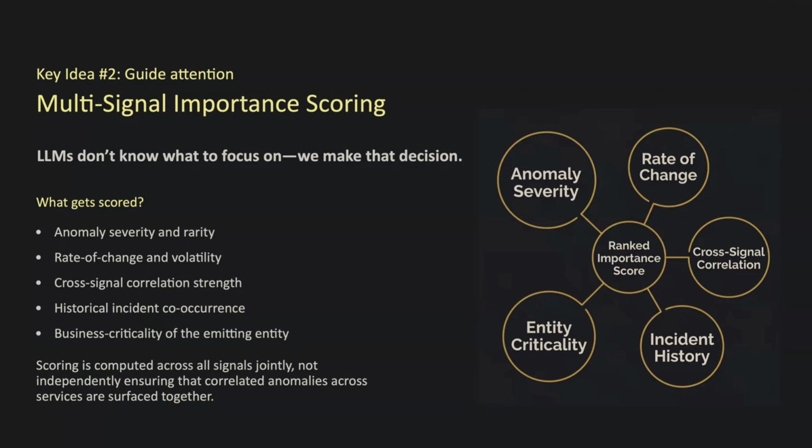So here, when we score these signals, we score them based on anomaly severity, rate of change, and cross-signal correlation. The key thing here is that each of these signals is not scored in isolation, but in relation with other signals and other anomalies that were discovered during the live incident. And finally, we also take entity criticality into account, like how important a specific entity is, which will cause the signal to be scored higher. Once the scoring is computed jointly for all signals, this becomes a great space to process that raw data and only elevate things that really matter.